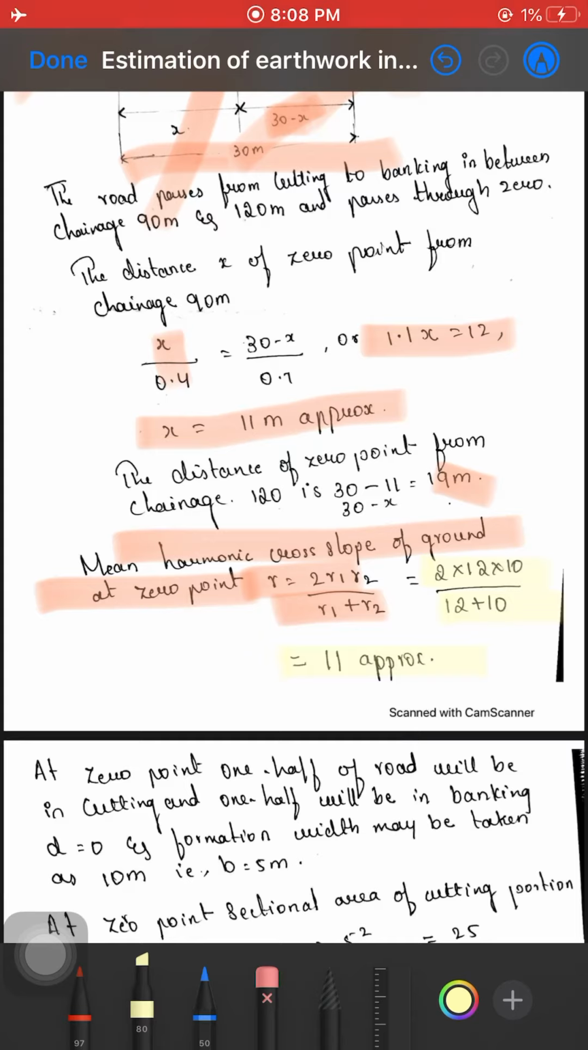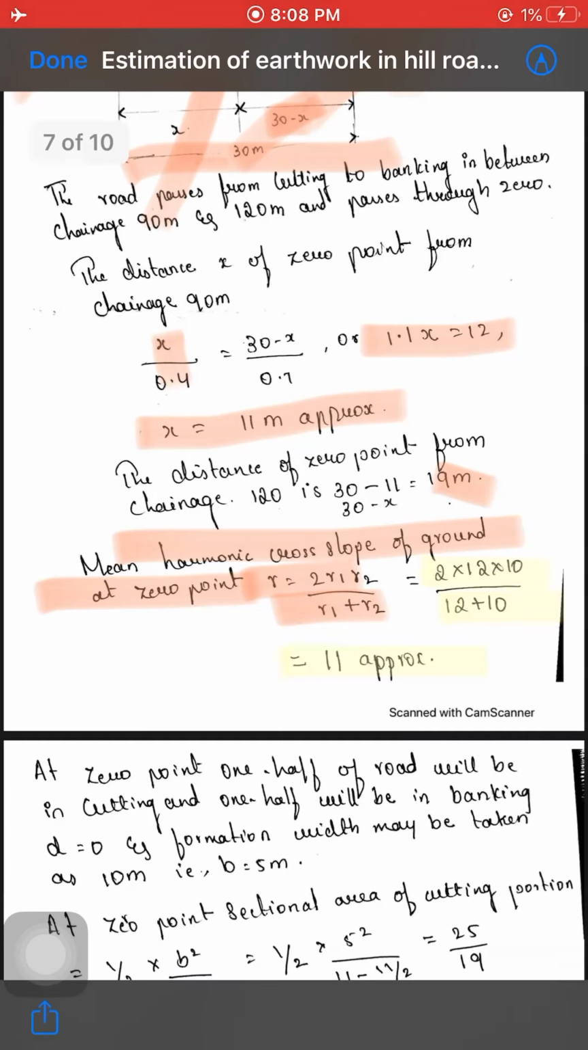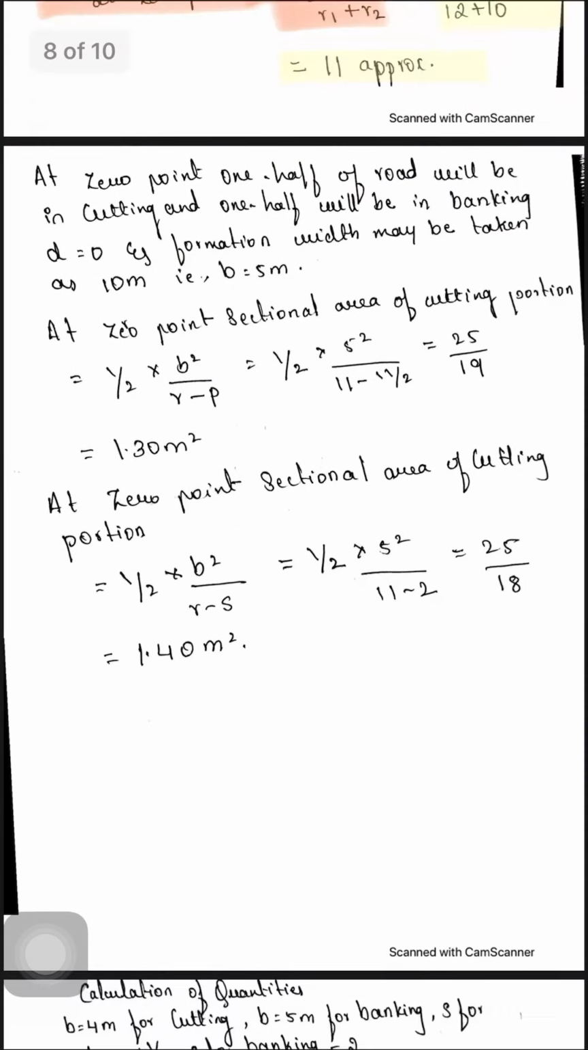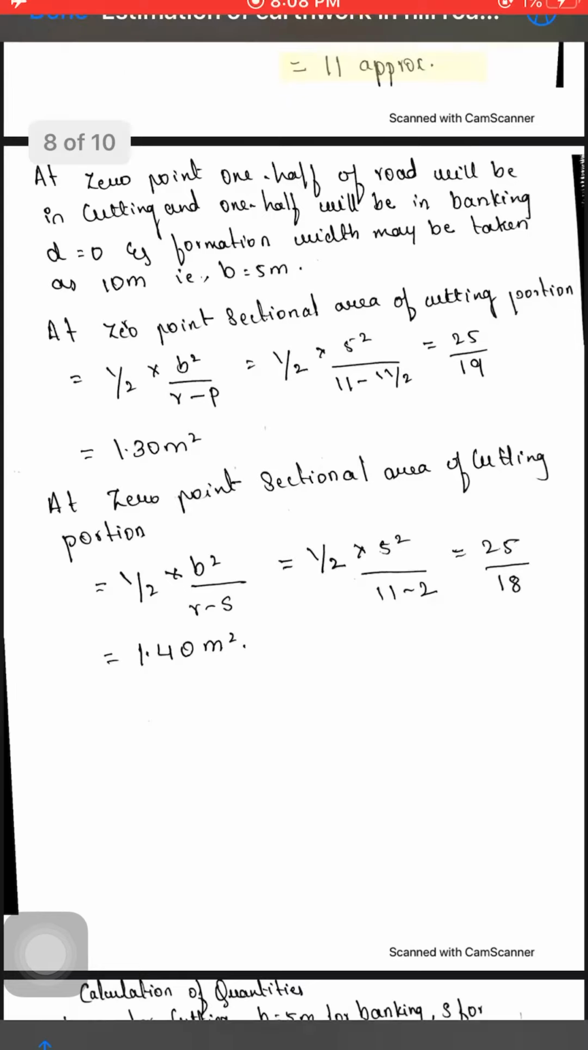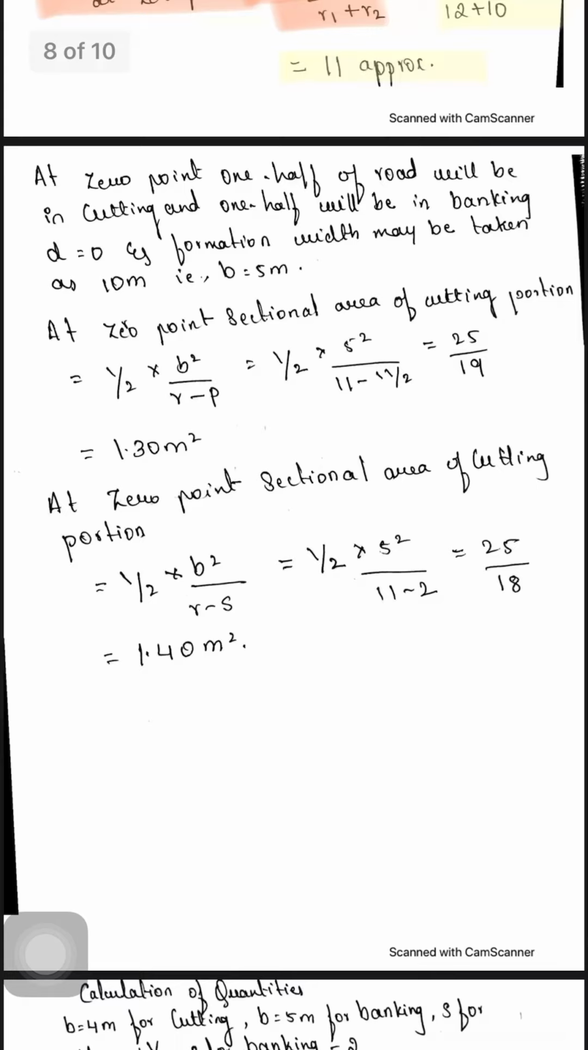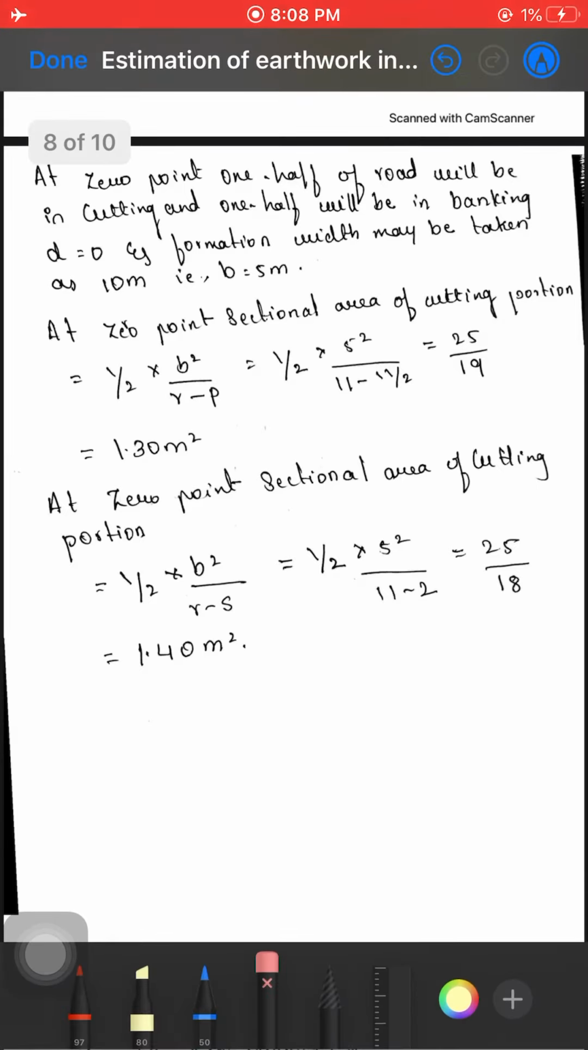Now next after this you need to calculate the cross sections at the 0th point. Okay, so at 0 point what happens is one half of the road will be in cutting and one half will be in banking. Okay, that is when d is equal to 0 and the formation width may be taken as 10 meters. Okay, so that is in banking, so b will remain 5 meter, small b.